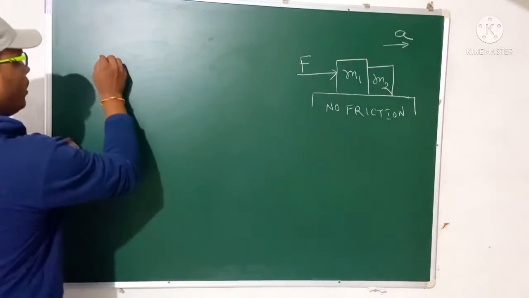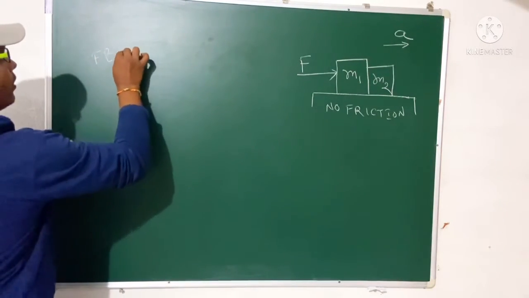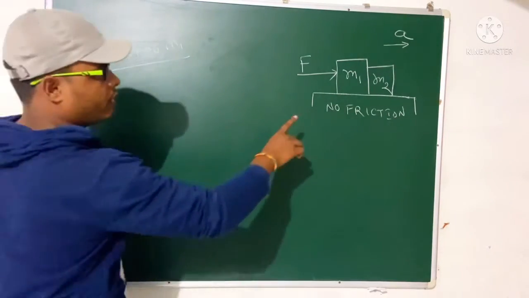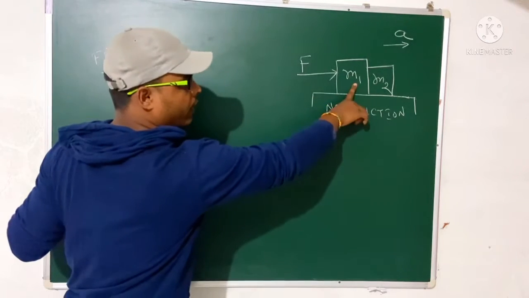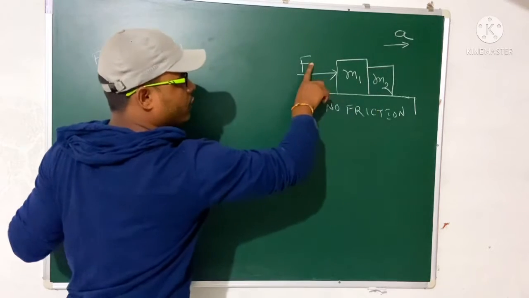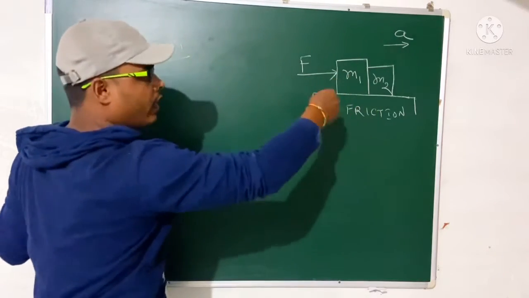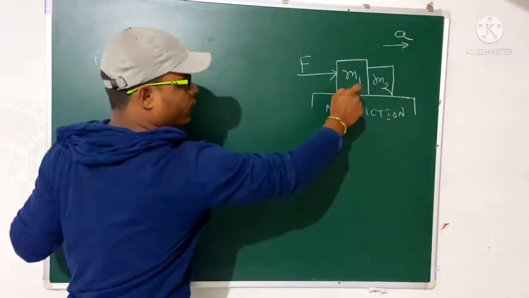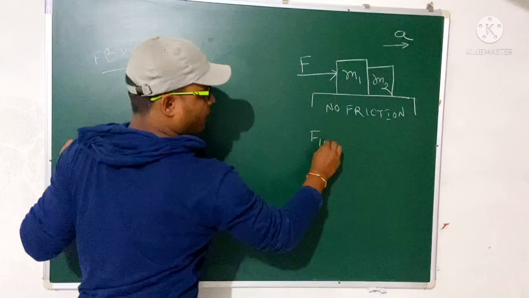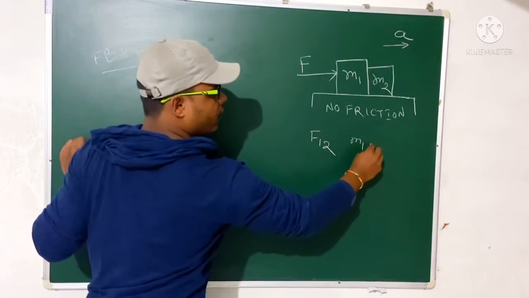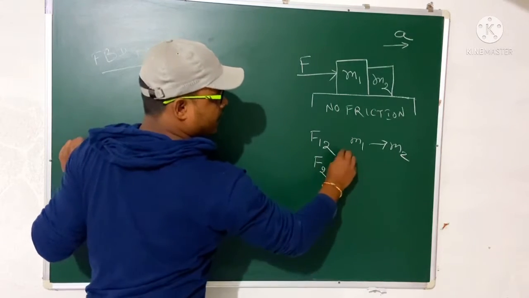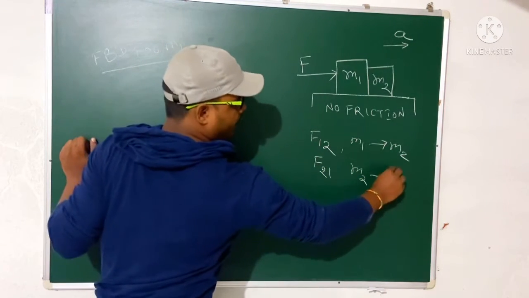Okay, so what will be the FBD for M1? Remember that we are giving the force to M1, and then M1 gives a force to M2, but this force is not given to M2. This force is given to M1, and part of this force is given to M2. So the force given by M1 to M2 is F12, and F21 is the force given by M2 to M1.